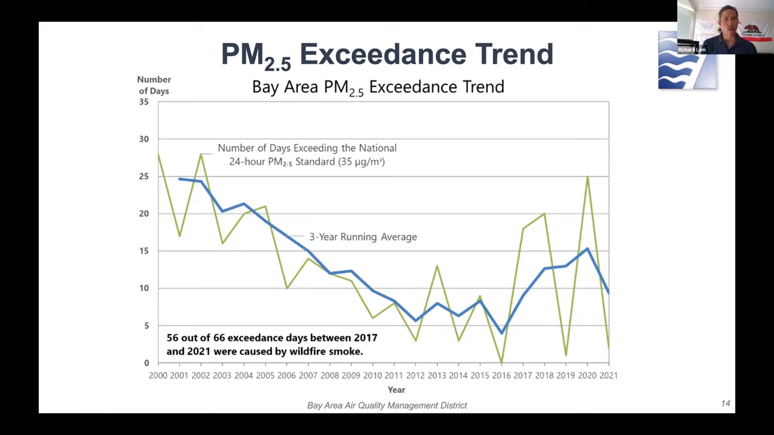However, starting in 2017 and 18, that's when we start to see more wildfires. Now we're seeing a reversing trend. We're seeing more bad air days due to the wildfires. Next slide.